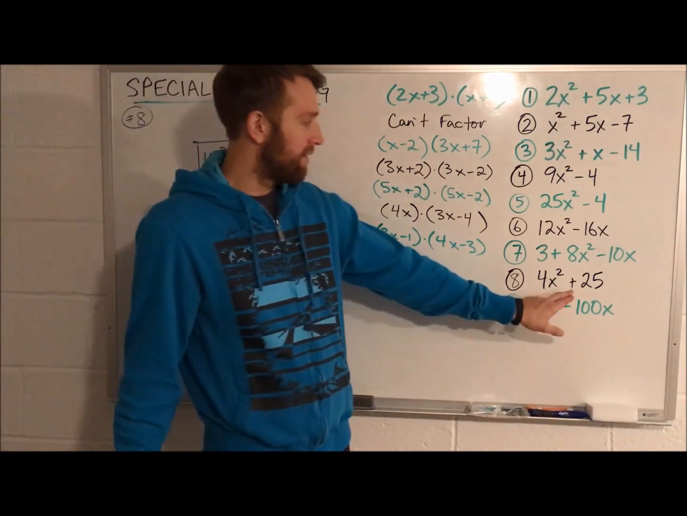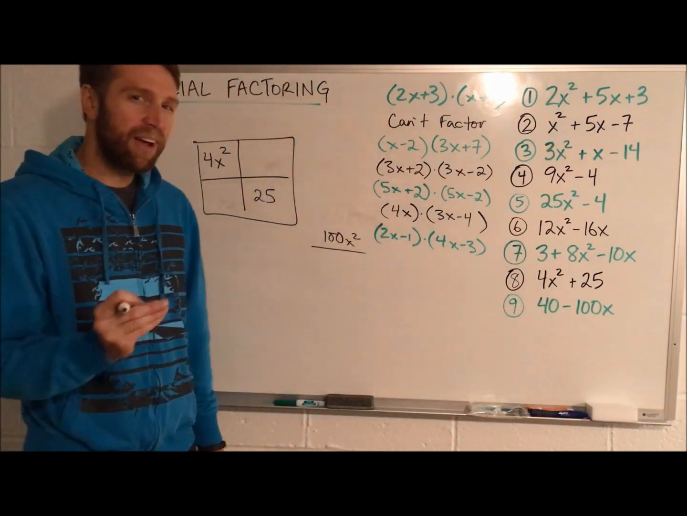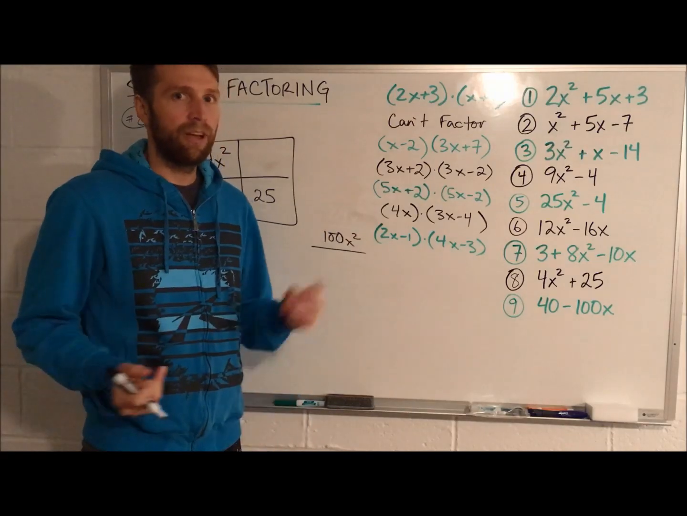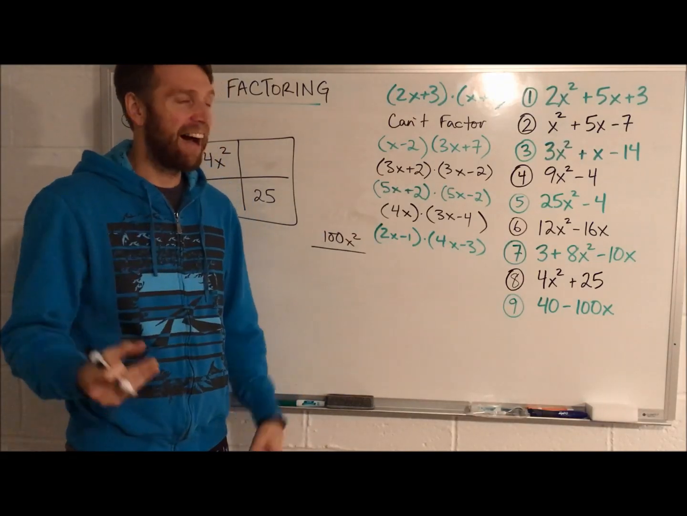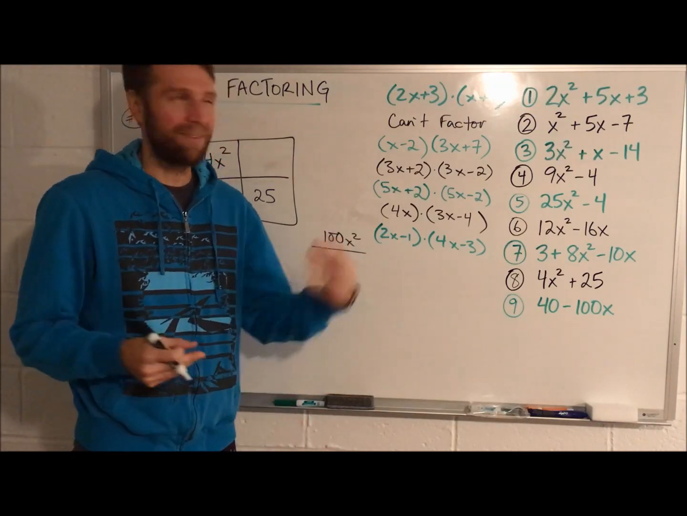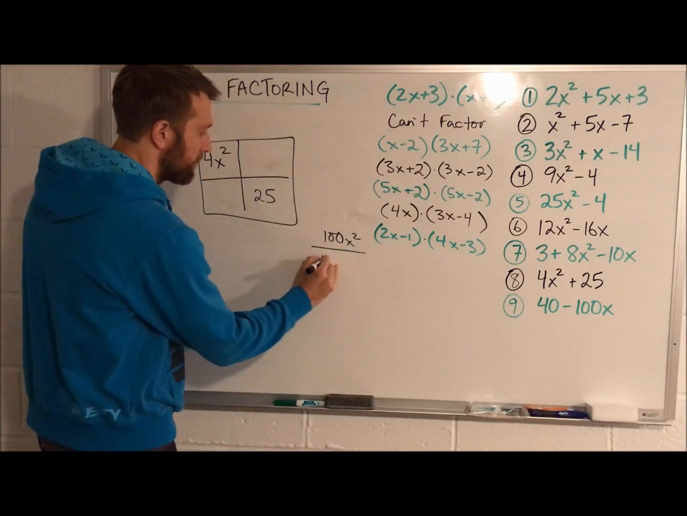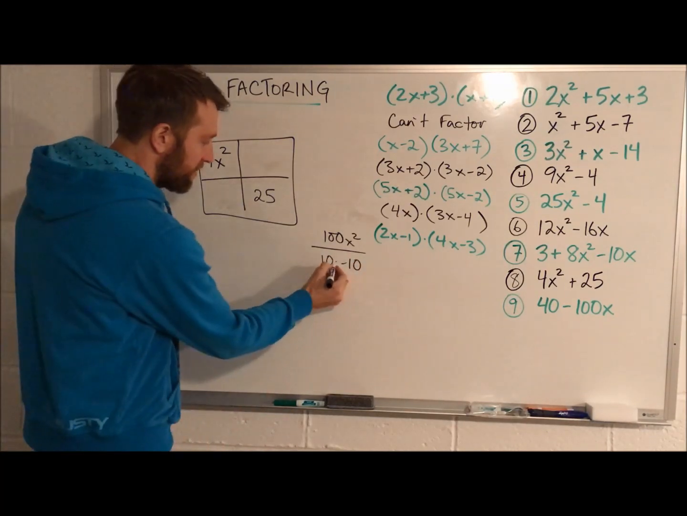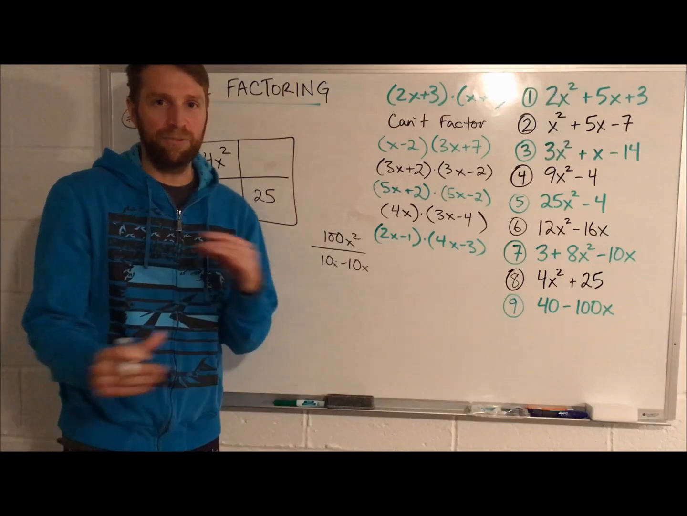How am I going to get 0x in the middle? Remember how we got 0x before? 7 times 7, 5 times 5, 2 times 2, but you need a negative. You need 5 times negative 5, 2 times negative 2 to cancel it out, 7 times negative 7 to cancel it out. That's going to work, right? 10x's minus 10x's gives me 0x's.